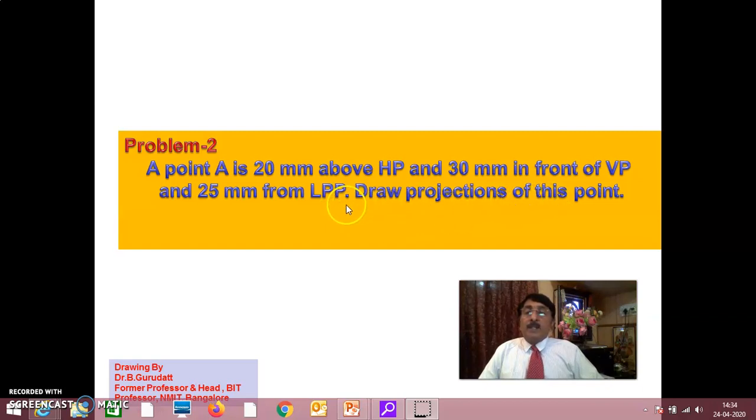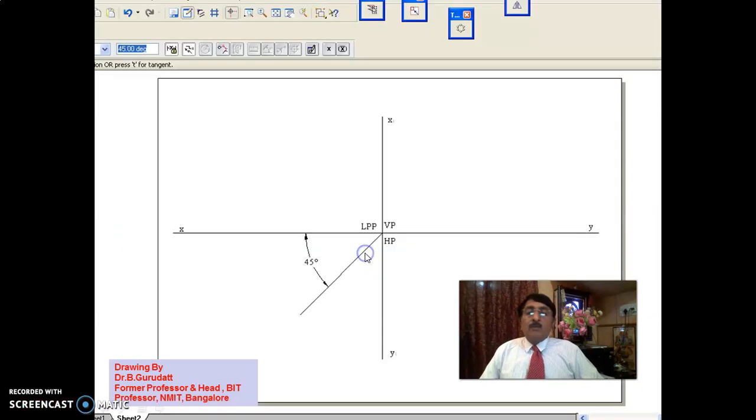Now I have given LPP. That means on LPP, as you know, you should get the right view. 20 mm above HP means it is parallel to VP. This distance has to be projected on VP. 30 mm in front of VP means it is the distance parallel to HP and it should be projected on HP. This basic thing you should know.